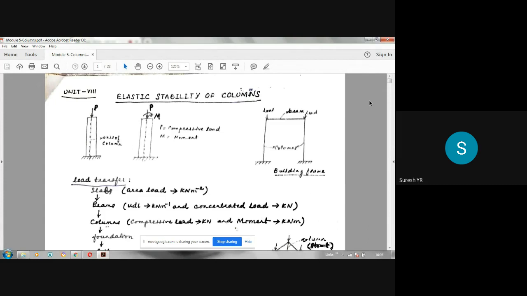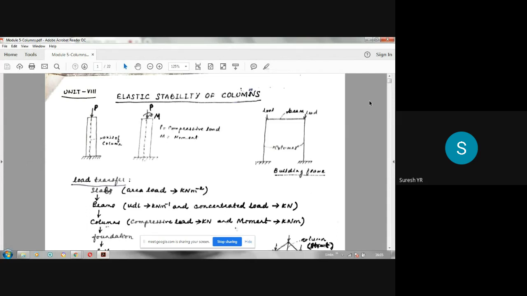These notes I have already sent you in the WhatsApp group, and today I have also sent them by mail, so please download them. In R.K. Bansal's book also, the column chapter is there. I have already sent the soft copy of that book, so you can go through that also. A slight difference may be there in the values of slenderness ratio and L by D. Of course, slight variation may be there in different books. Don't worry about that. You can concentrate on these values.